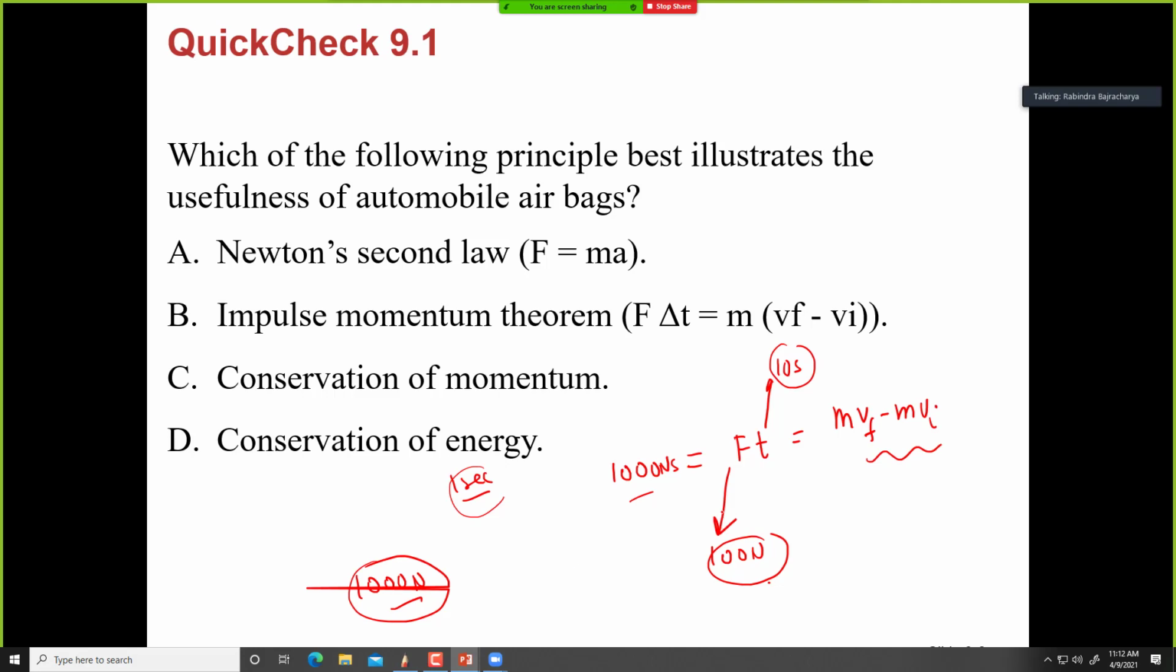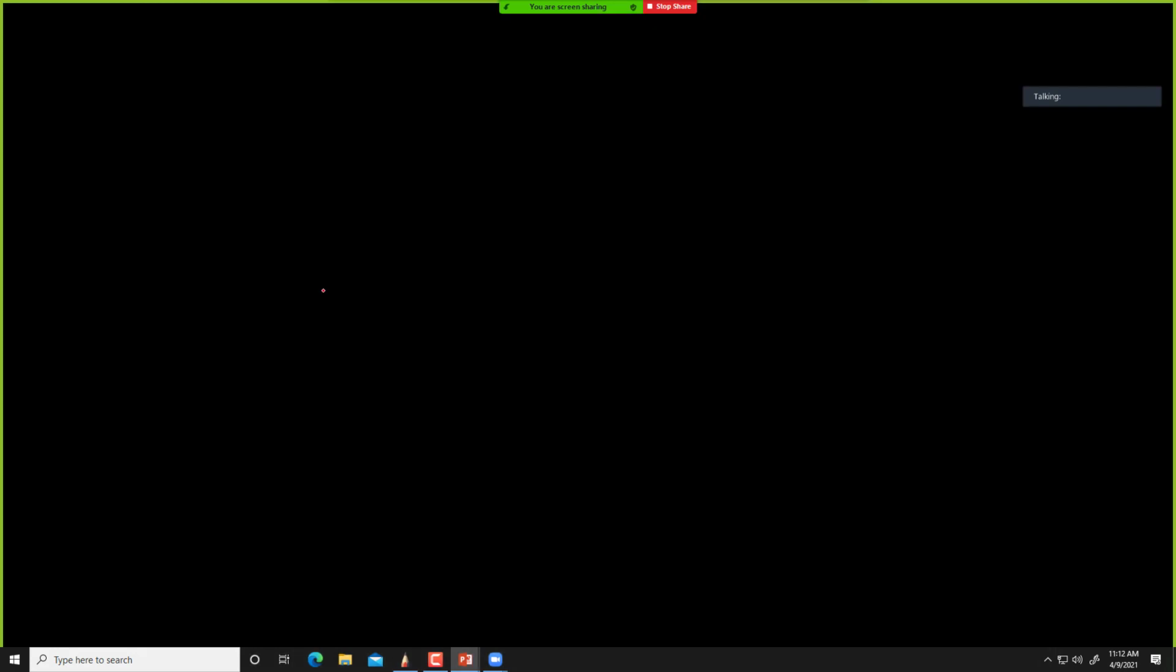So basically, that's what you are looking for. You want to increase the time to decrease the force. So the relevant principle here is the impulse momentum theorem. Okay, so those are some of the review questions.